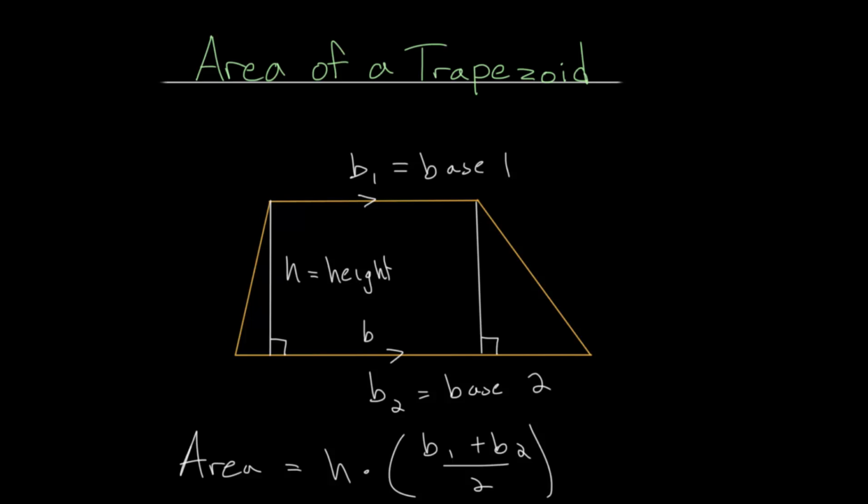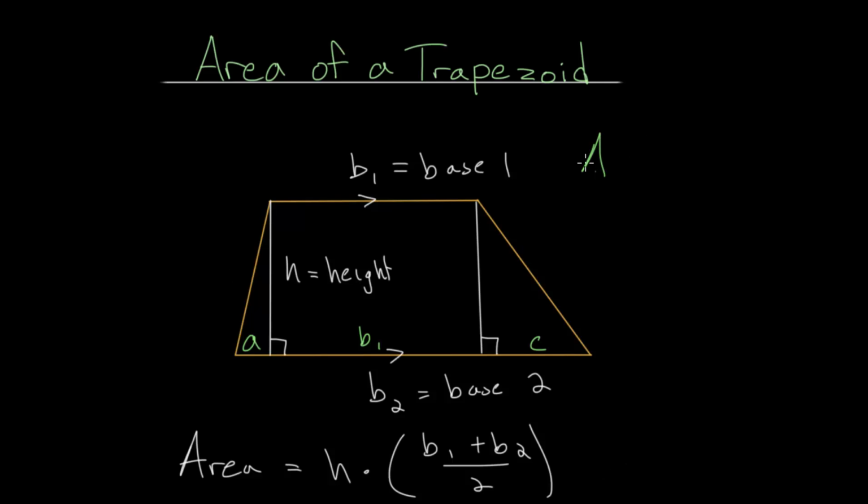And let me use a different color so that we know that it's not the same here. So this would be base 1. And we can call this base of this smaller triangle, let's just call it A. And this base of the bigger triangle, we can call that C.